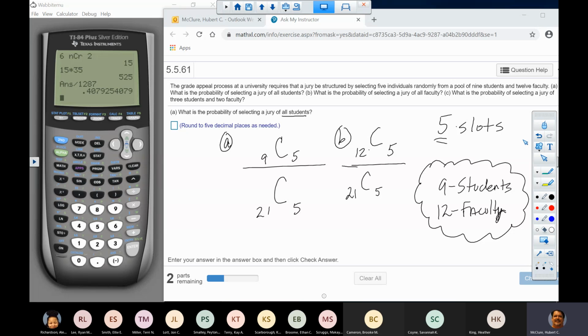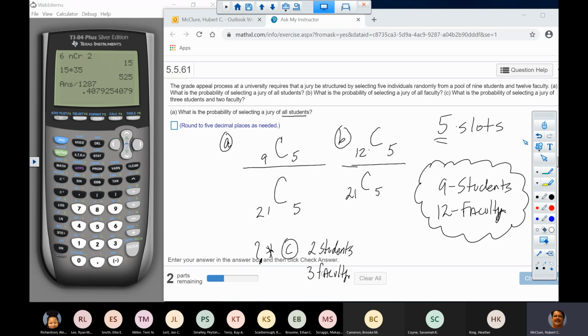And C, I don't know what C is going to ask, but let's say they want 2 students and 3 faculty members. Now, put a star here, I don't know what they're going to ask you. I made this up, okay? I made up 2 and 3. Does everybody understand that? I just need to get to the next question.